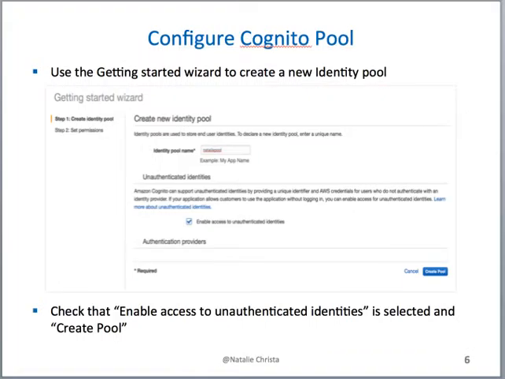The next step is configuring our Cognito identity pool. We're going to do this by using the Getting Started wizard to create a new identity pool. In this page, we really want to make sure that we have Enable Access to Unauthenticated Identities selected, and then we can just go ahead and select Create Pool at the bottom.